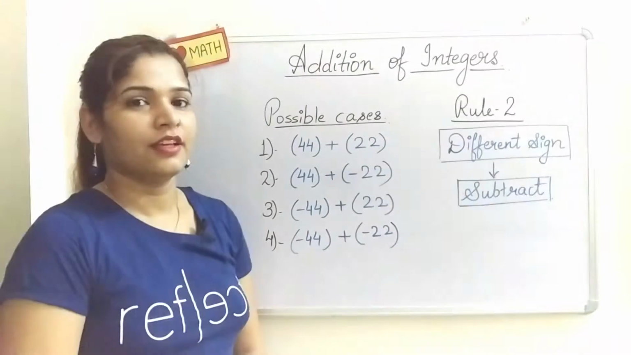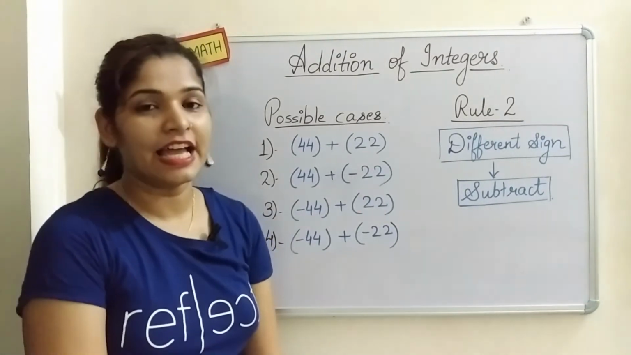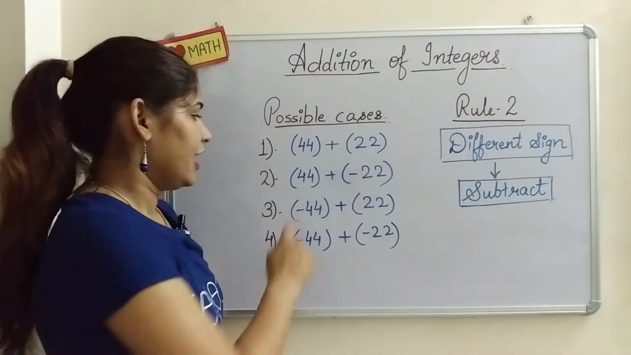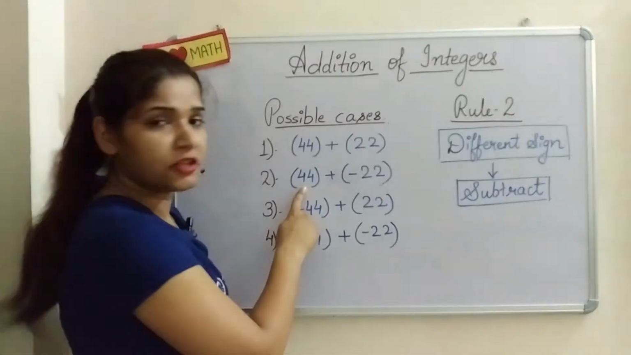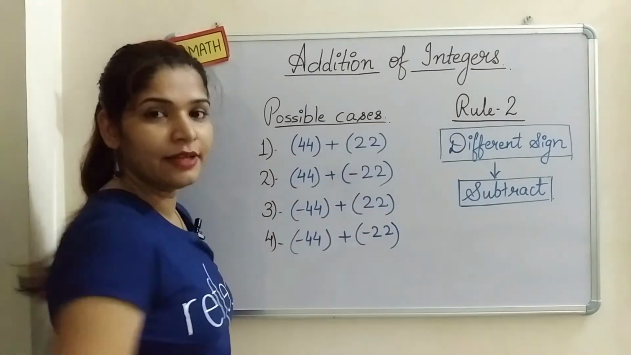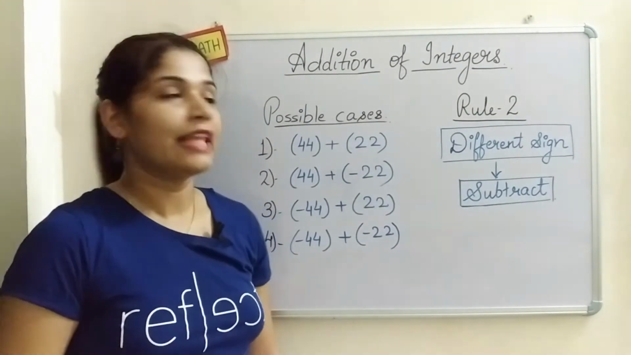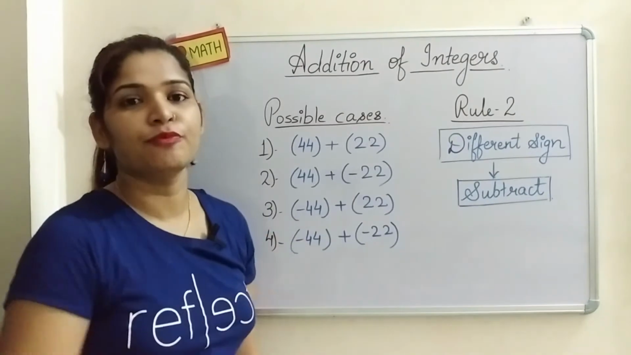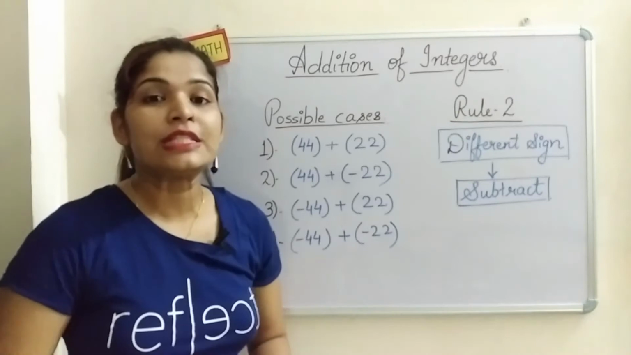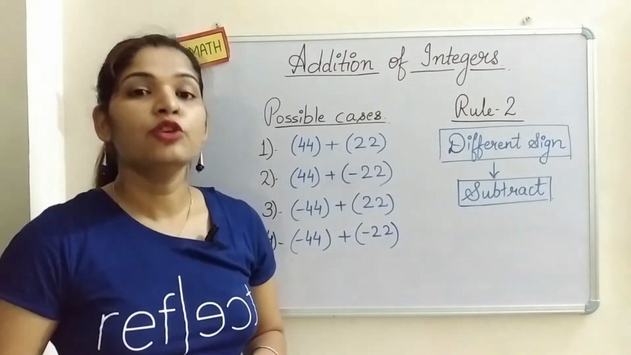Okay children? So rule number 2 is, when we have different signs in the two integers, like case 2 and case 3. In case 2 we have a first positive integer and a second negative integer, and in case 3 a first negative integer and then a second positive integer. In this case we follow rule number 2, the different sign rule, because we have different signs in the two numbers. Here we are going to subtract the absolute values of both the integers. Absolute value means the numeric value.